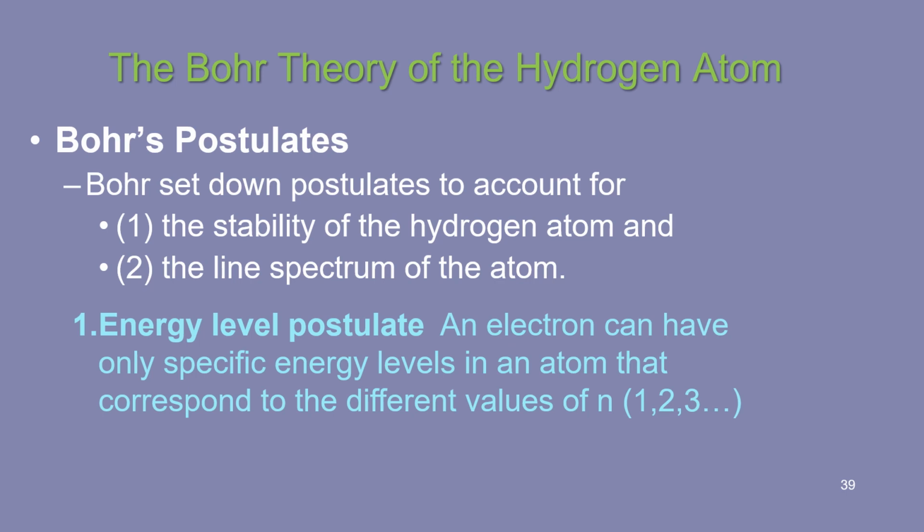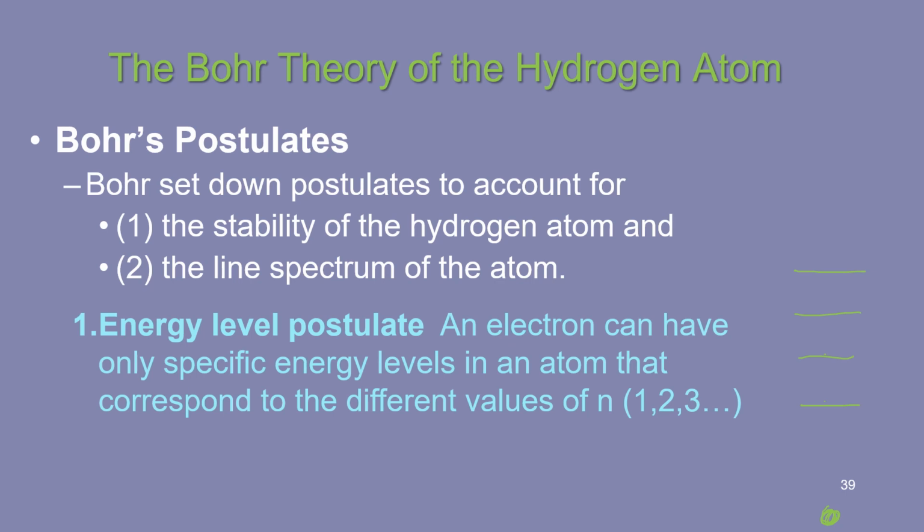His first postulate was the energy level postulate. In other words, an electron can only have specific energy levels in an atom. So, again, stair steps versus a ramp. Electrons can only exist at different levels. If we think of the nucleus down here, there are levels outside it, actually rings all around the nucleus, and electrons can only exist at these levels. They can't exist somewhere in between.